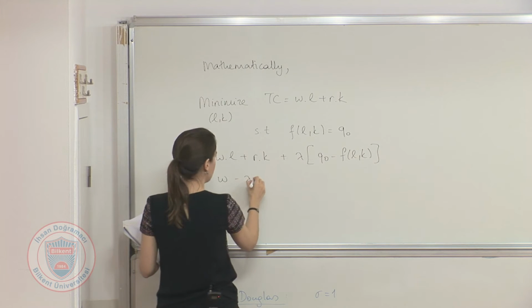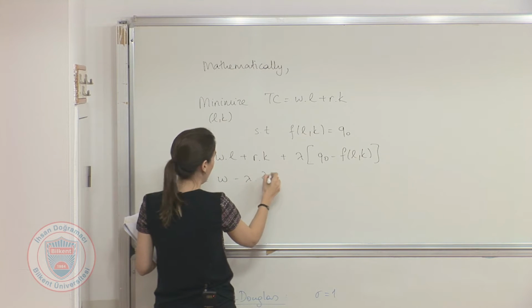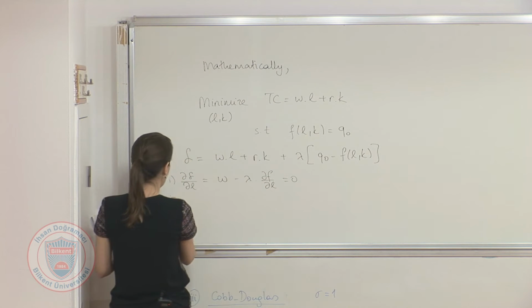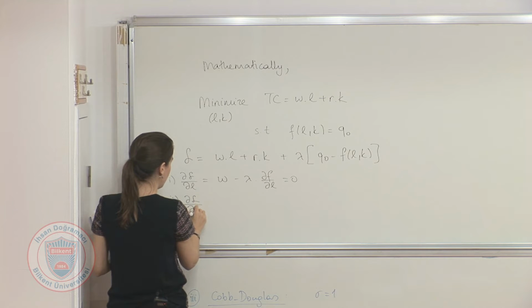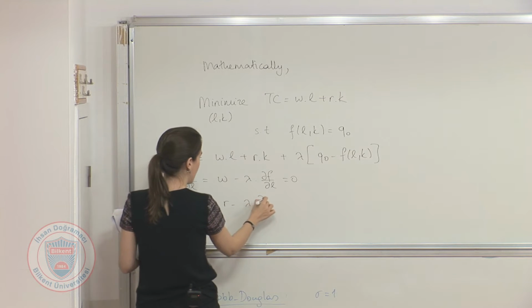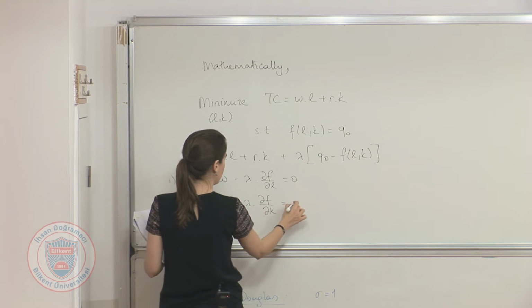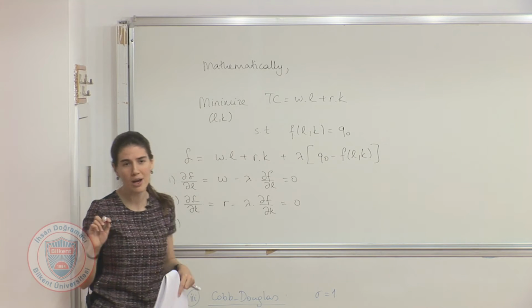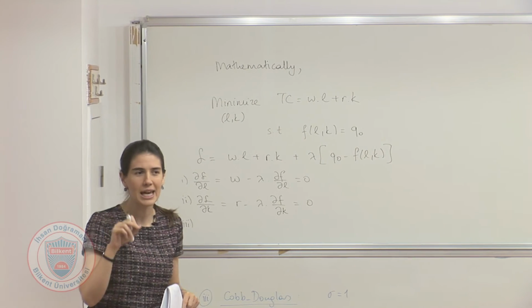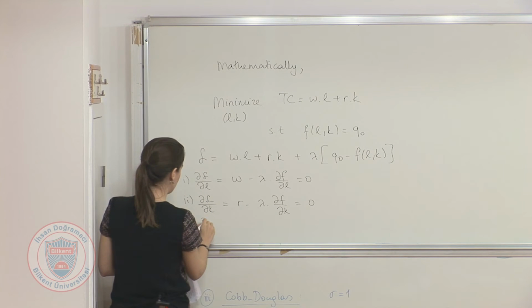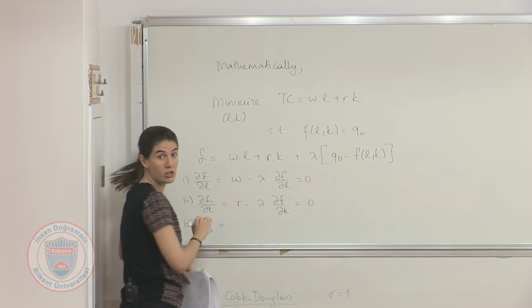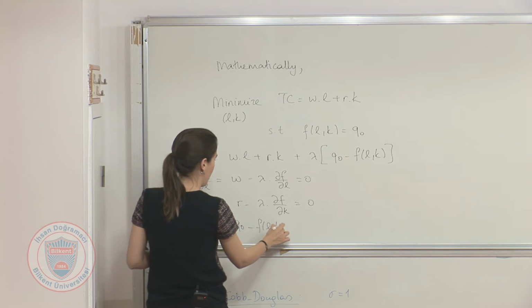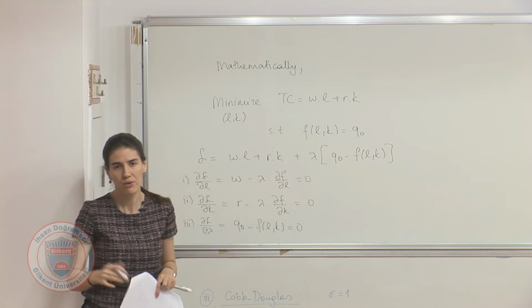Minus lambda times del f over del L, which is equal to 0. The second one: del L over del K, R minus lambda times del f over del K, is equal to 0. And then the third one, remember, always gives, when I take the derivative of the Lagrangian with respect to lambda, the constraint. So this is going to be Q0 minus f of L, K, which is equal to 0. Okay? So this we know.